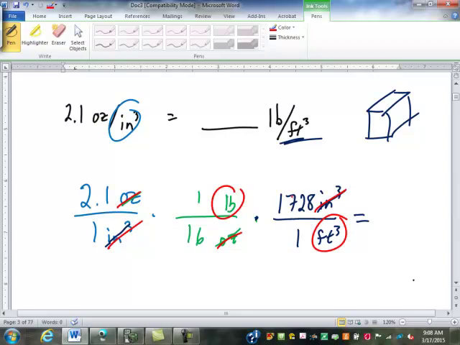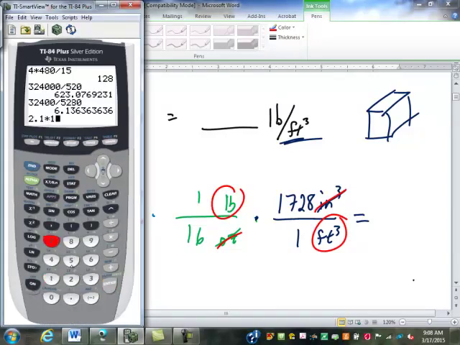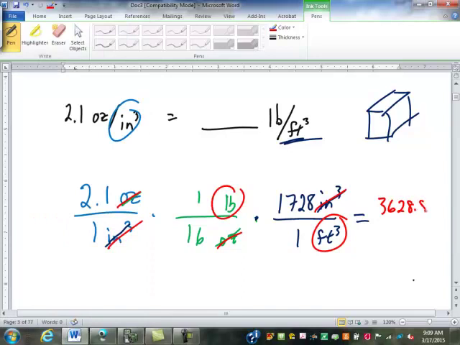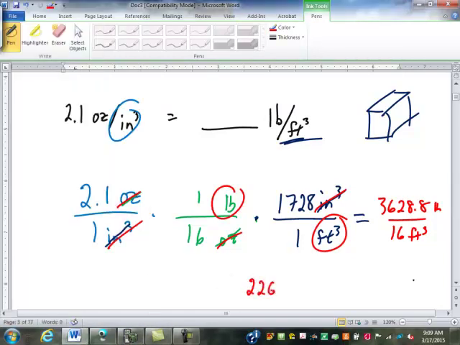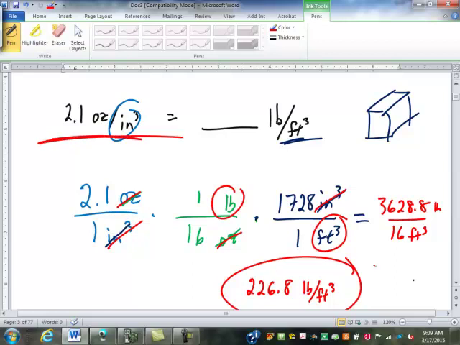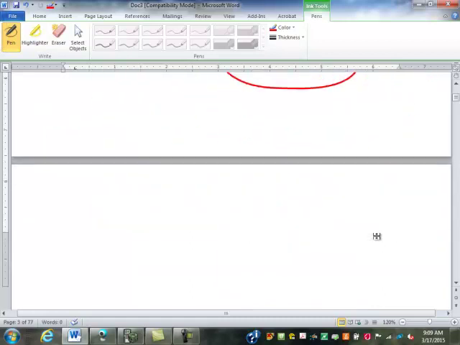We have 2.1 times 1,728, which is 3628.8. That unit is pounds right now. And on bottom, we've got 1 times 16 times 1, so that's 16 cubic feet. So we just need to divide that by 16. It was 226.8 pounds per cubic foot. So 2.1 ounces per cubic inch is 226.8 pounds per cubic foot. Make sense? Okay. Yep. Because it's a bigger volume. You're going to 1,700 times as much volume.